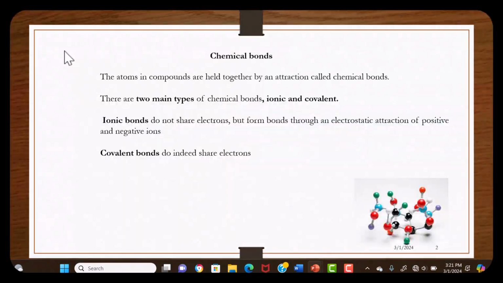The atoms and compounds are held together by attractive forces called chemical bonds. There are two main types of chemical bonds, ionic and covalent. Ionic bonds do not share electrons, but form bonds through electrostatic attraction of positive and negative ions. Covalent bonds do indeed share electrons.